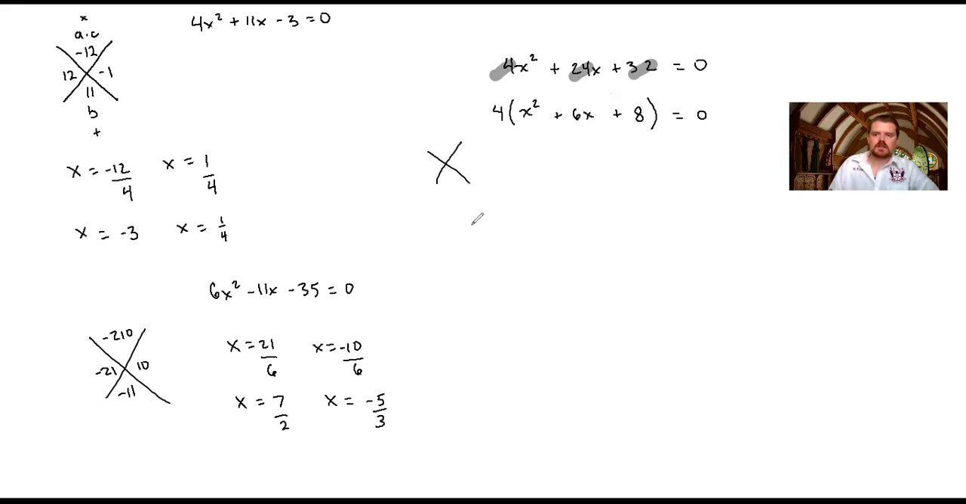Now I can do the x like before. A times c gives me 8. B is 6. Numbers that multiply to get 8 but add up to 6 are 4 and 2. So this factors as x plus 4 times x plus 2. Set each of those factors equal to 0, which means your solutions here are x equals -4 and x equals -2.